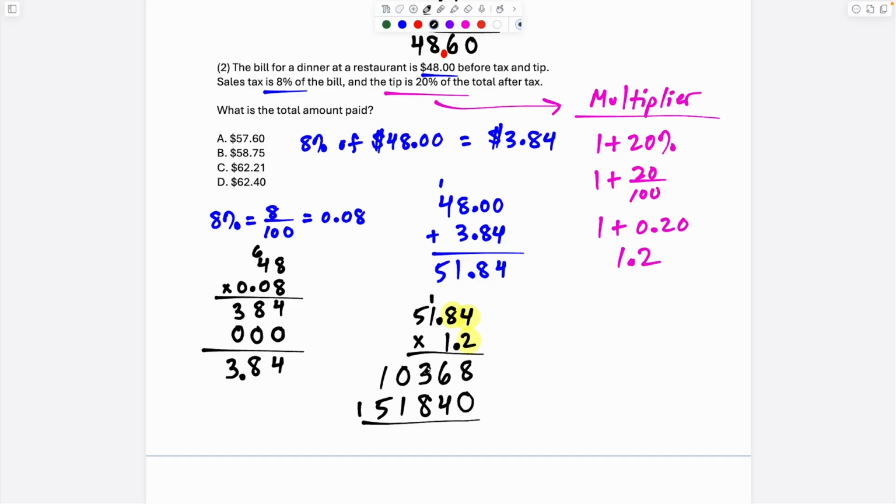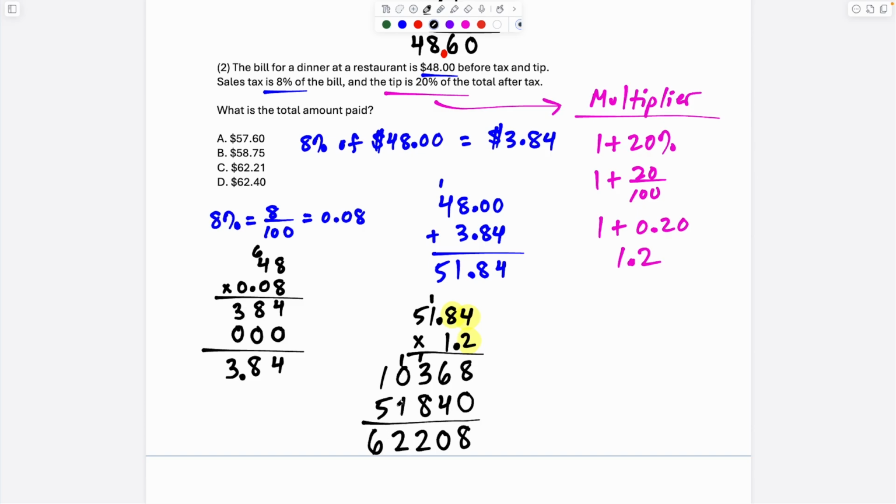So let's see here. So this I'll just add it up without writing the plus sign here. So 8 plus 0 is 8. 6 plus 4 is 10. So 0, carry the 1. 1 plus 3 is 4. 4 plus 8 is 12. And we carry a 1. 1 plus 0 plus 1 is 2. 1 plus 5 is 6.